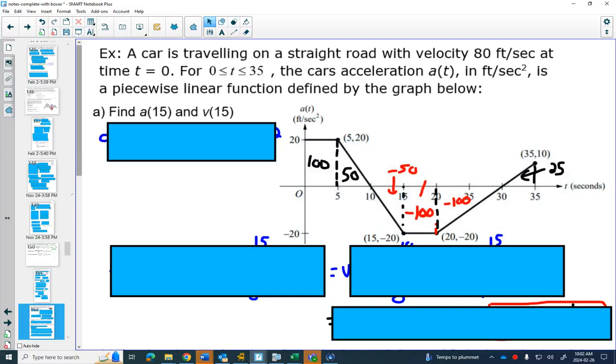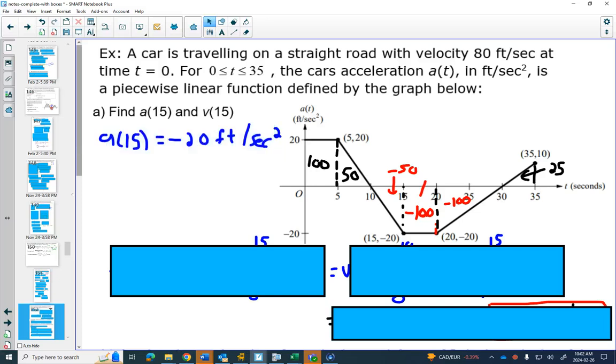You have this graph, and I've already split it up into a bunch of sections. We want to find the acceleration at 15 and the velocity at 15. If you are given a graph, the acceleration at 15 is easy. You can just go to 15, get your point, and you get negative 20 feet per second squared.